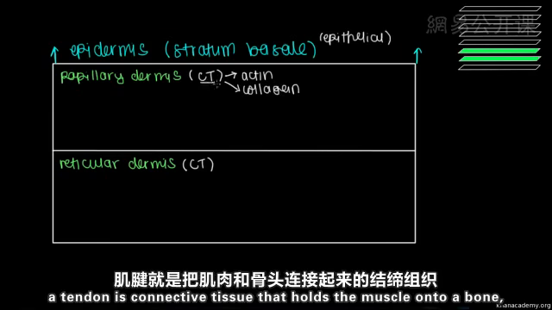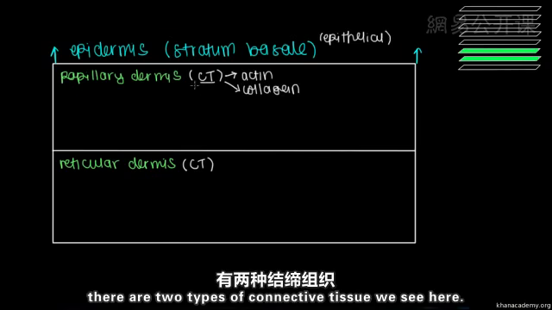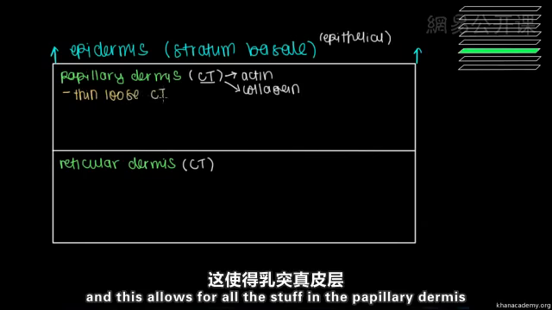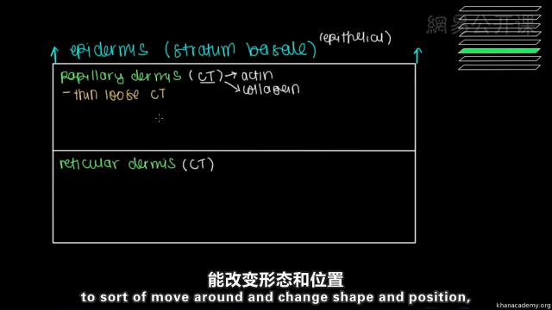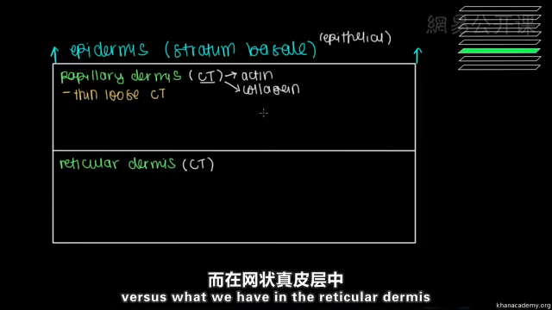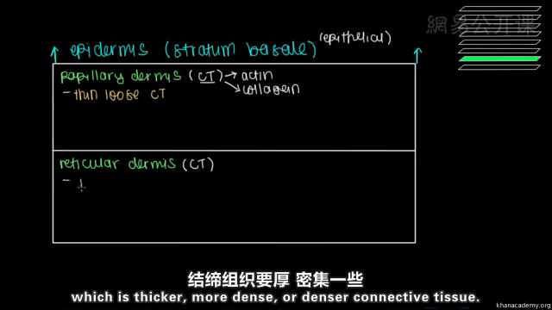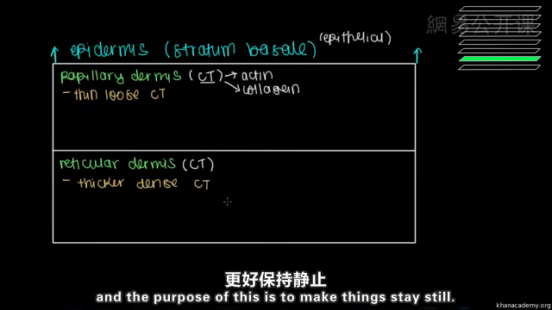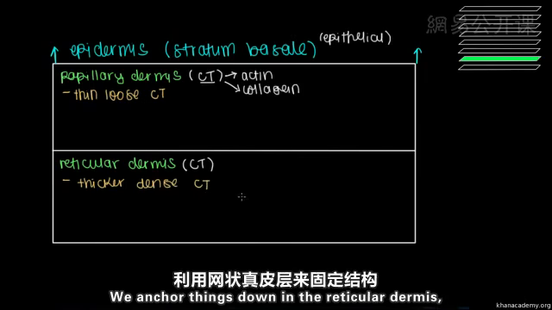And between the papillary dermis and the reticular dermis, there are two types of connective tissue we see here. In the papillary dermis, we have very thin, loose connective tissue. And this allows for all the stuff in the papillary dermis to sort of move around and change shape and position, versus what we have in the reticular dermis, which is thicker, more dense, or denser connective tissue. And the purpose of this is to make things stay still. We anchor things down in the reticular dermis, and we'll talk exactly about what we're anchoring down here in a moment.